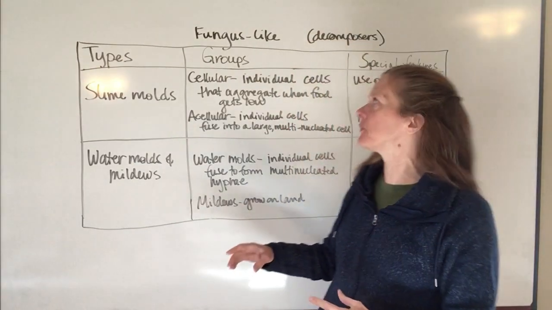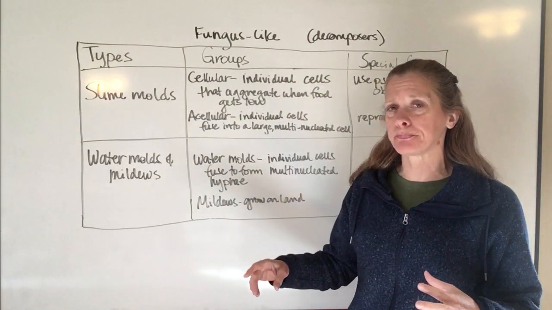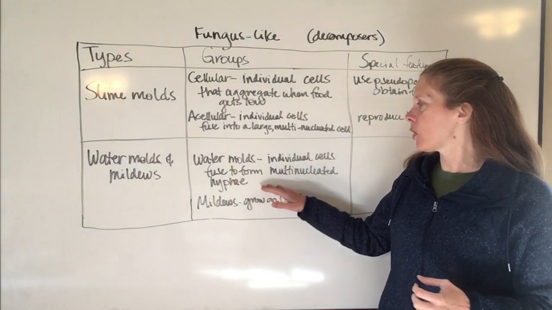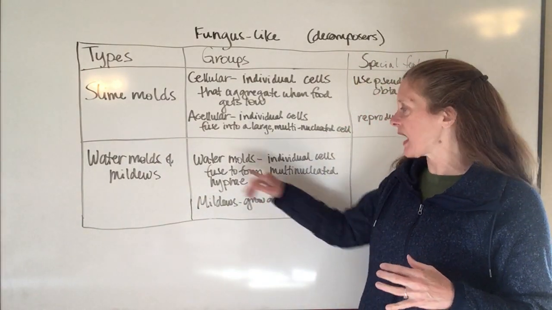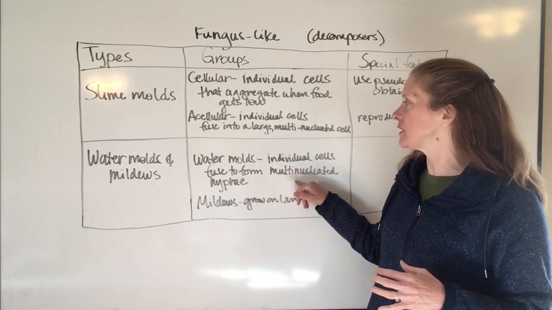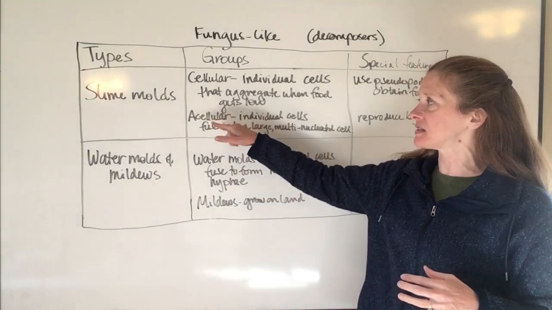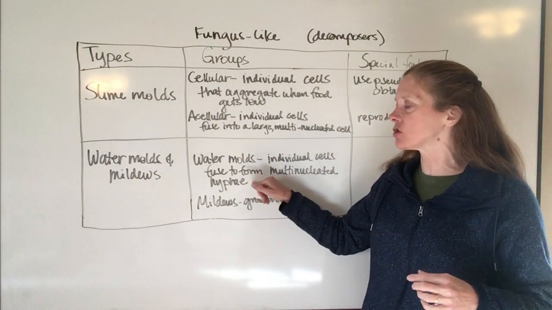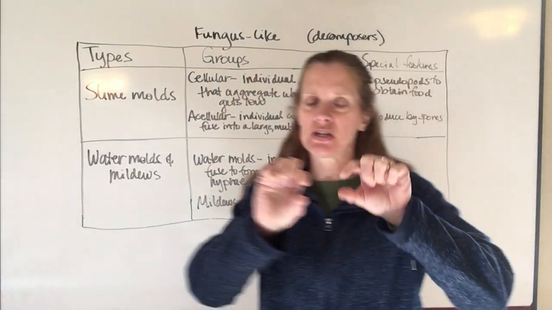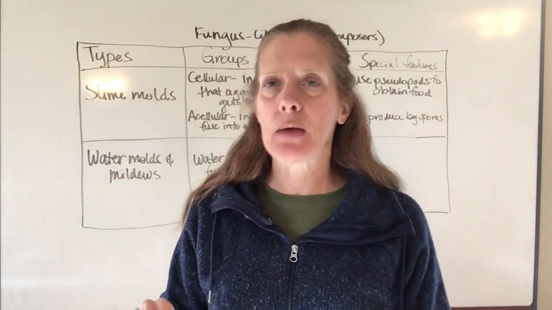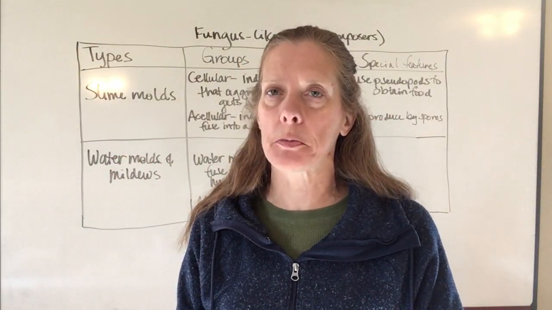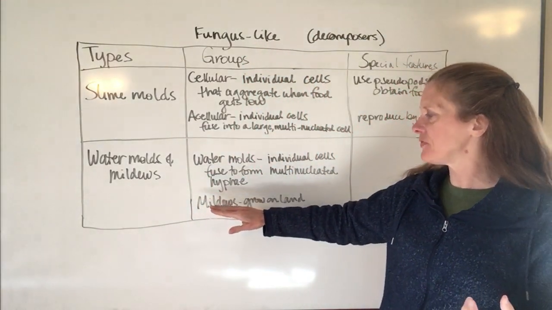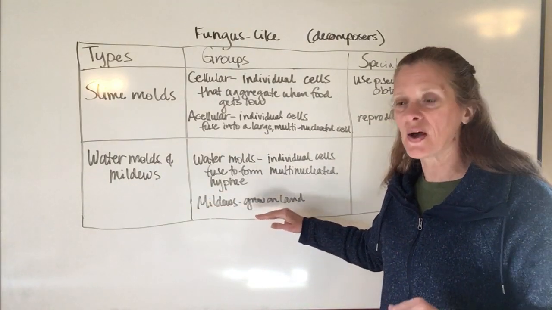The other type of the fungus-like protists are the water molds and mildews. Your water molds are individual cells that are going to fuse to form a multinucleated cell, like the acellular slime molds did, but instead of one large multinucleated cell, they actually form hyphae. And hyphae are these long filaments of cells. We'll talk a whole lot more about hyphae when we talk about kingdom fungi. And then you also have mildews, and these guys are the ones that are going to grow on land.